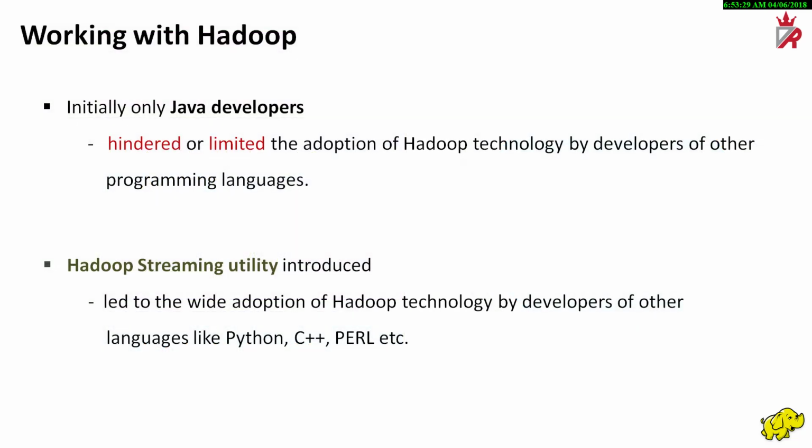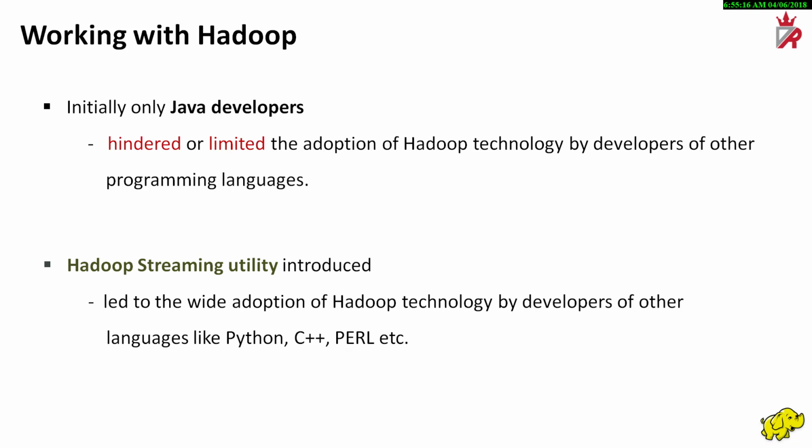For example, initially only Java developers could utilize the Hadoop's MapReduce computational capabilities, as MapReduce programs had to be developed only in Java. This effectively hindered or limited the adoption of Hadoop technology by developers of other programming languages. This was a major concern. Hence, Hadoop streaming utility was implemented in the latter releases, using which any programming language can be used to implement the map and reduce parts of the user's program. This led to the wide adoption of Hadoop technology by developers of other languages like Python, C++, Perl, etc.